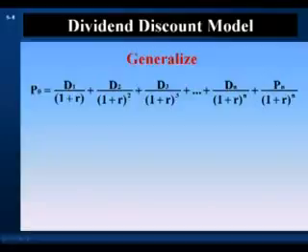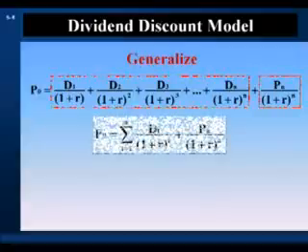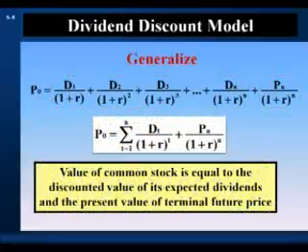We can generalize. The price of a common stock has 2 component parts: the present value of a series of dividends and the present value of the terminal price at the end of the investment horizon. Our generalized equation. This equation says that the value of common stock is equal to the discounted value of its expected dividends and the present value of a terminal future price.